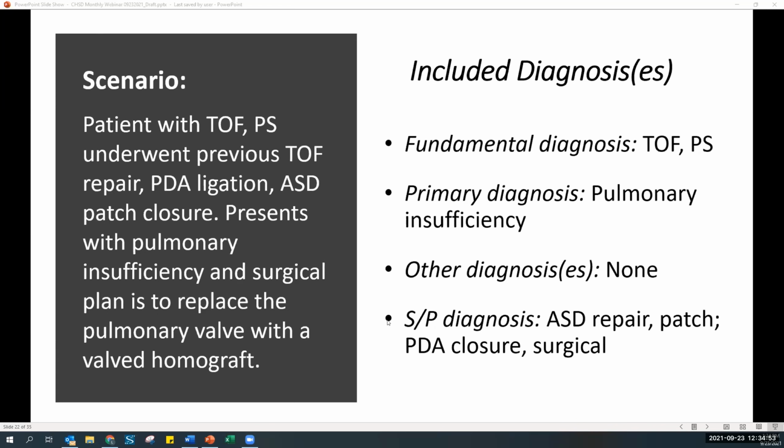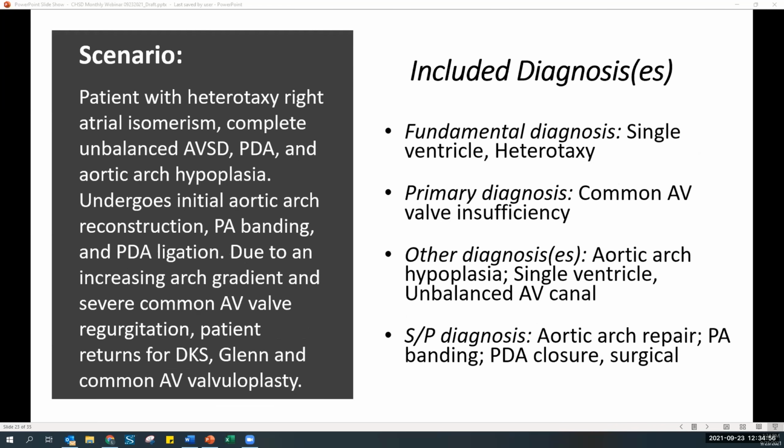So next slide, we can look at another example. A patient with heterotaxy, a right atrial isomerism, complete unbalanced AV canal, PDA, and aortic arch hypoplasia. The patient undergoes an initial aortic arch reconstruction with PA banding and a PDA ligation. Due to an increasing arch gradient and severe common AV valve regurgitation, the patient returns for a DKS, Glenn, and common AV valvuloplasty. So now what do we do?